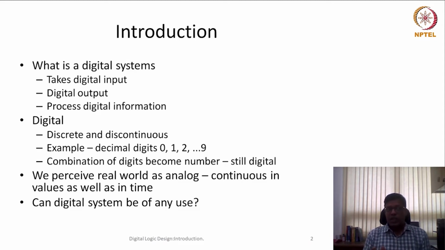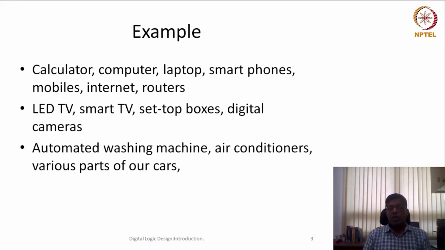But let us try to see, can we find an example of some digital system around us? Let's think a little bit about what example comes to our mind when we see digital information processing. Because we are defining digital information in the form of digits, probably mathematical calculations look like the best example of a digital system.